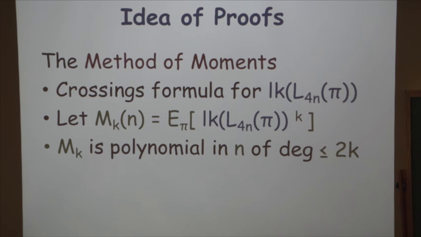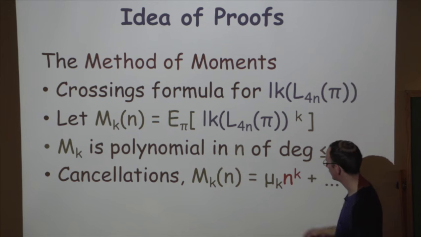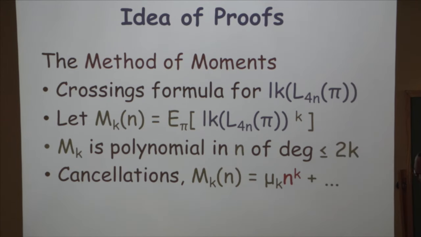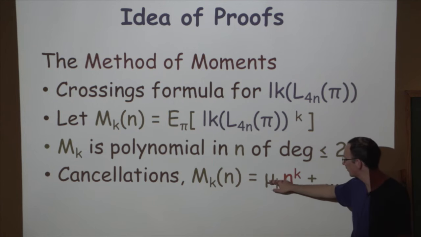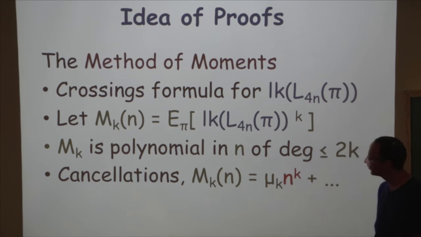And the interesting thing is that it is a polynomial. By definition, it is a polynomial of degree at most 2k. But we found cancellation in that expression, and we are able to show that actually it is a polynomial of degree k and not 2k. Furthermore, we are able to compute the leading coefficient mu_k. And if we have the leading coefficient, then we have a limiting moment.